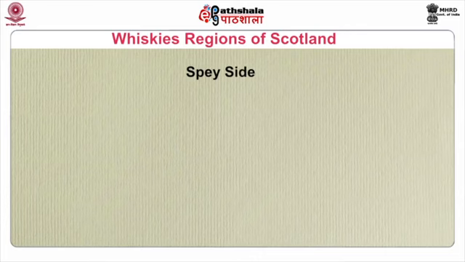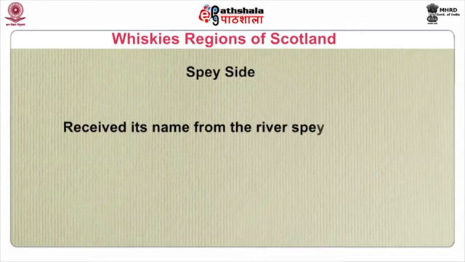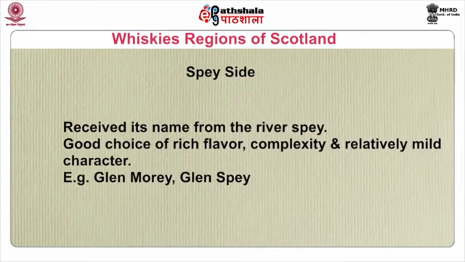And the fourth region is Speyside. It has received its name from the river Spey. Good choice of rich flavor, complexity and relatively mild character. Whiskies are got from this region. The examples are Glenmorangie and Glenspey.